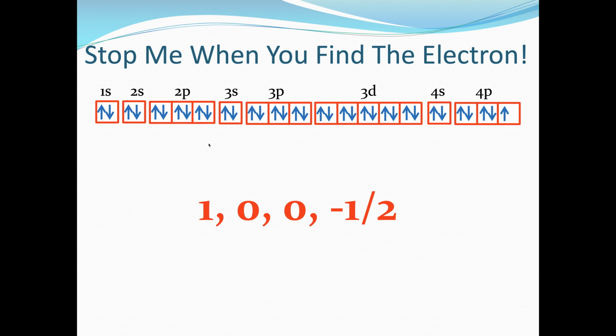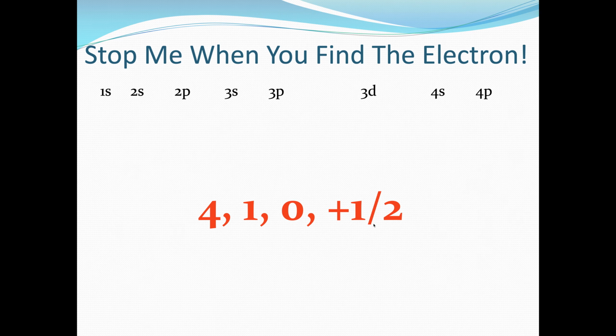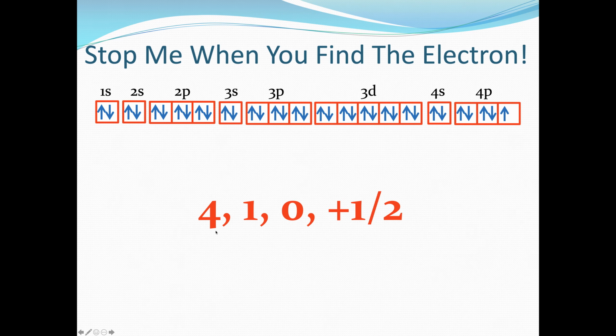So, stop me when you find the electron. First energy level, S sublevel, center orbital, down spin. This is 1, 0, 0, +1/2. This is 1, 0, 0, -1/2. Okay. What about this one? Fourth energy level, P sublevel, center orbital, up arrow. That's the electron right there.